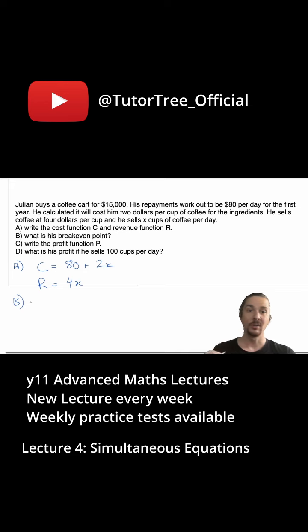Now, C and R are different letters to y, but if we graph these, they are both going to be y. It's going to say y equals 80 plus 2x, and it's going to say y equals 4x. So that means 4x equals 80 plus 2x. In other words, 2x equals 80, or x equals 40.